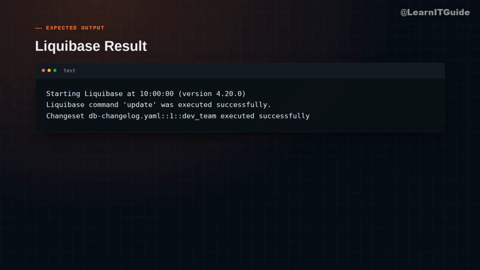The output is similar, but internally, Liquibase has done much more work. It has parsed the YAML, validated the database type, and managed the transaction. If you change your database engine later, this same YAML file will still work, whereas a raw SQL script in Flyway might break due to syntax differences.